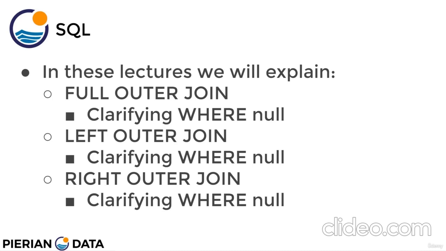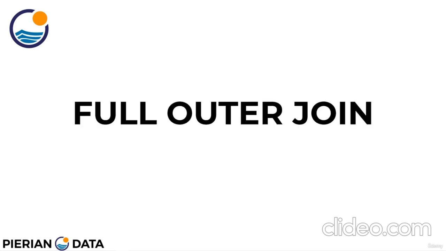And then we'll also add in clarifying where statements to subselect rows from a left outer join. Once you understand that, we'll just quickly go over right outer join, since it's essentially the reverse of a left outer join. And if you understand a left outer join, you pretty much already understand a right outer join. It's just the opposite. But let's not get too carried away. Let's begin with the full outer join.